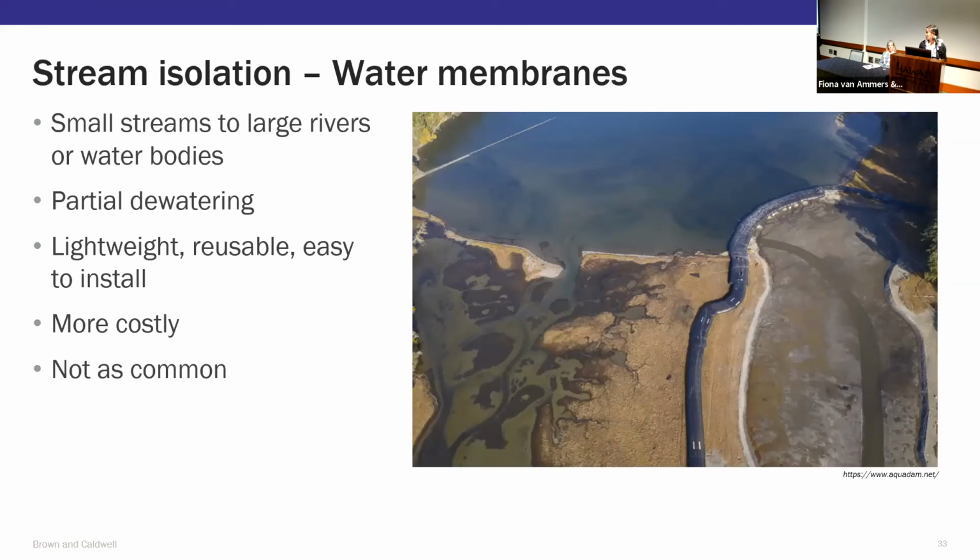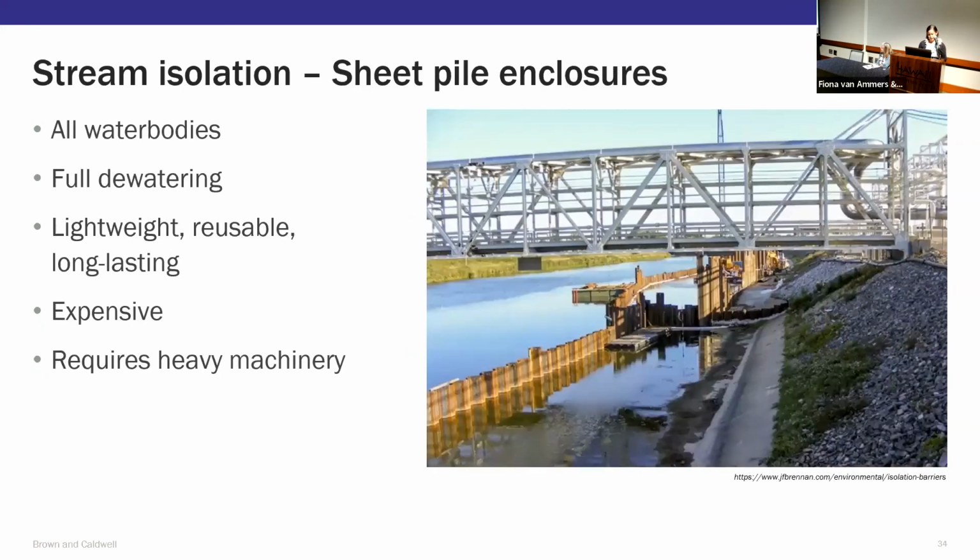This is a water dam, more commonly known by its commercial name as aqua dam. These are geotextiles, plastics, or rubber bags that are filled with water to be above the high water mark. And sheet piles. Sheet piles are most often used for flow dewatering.